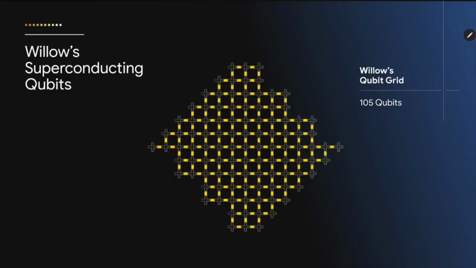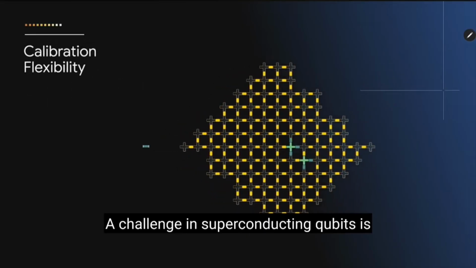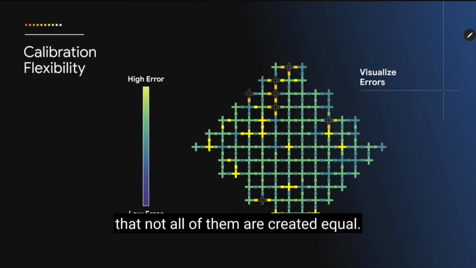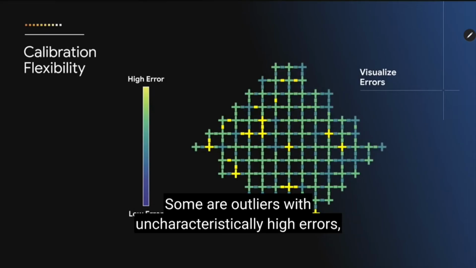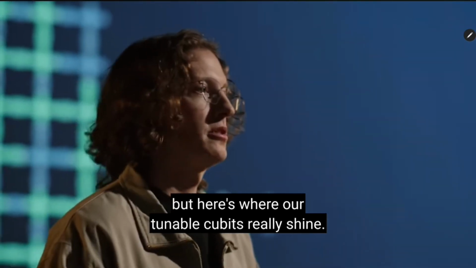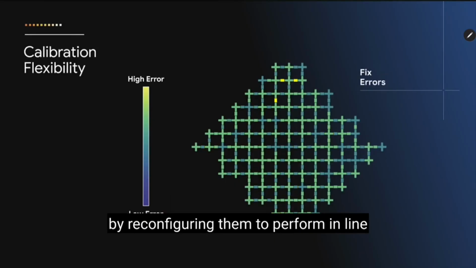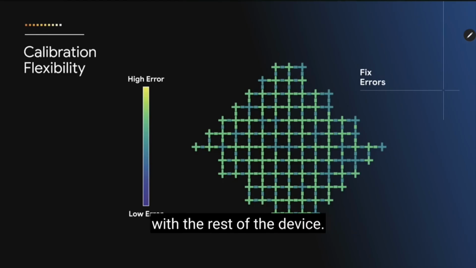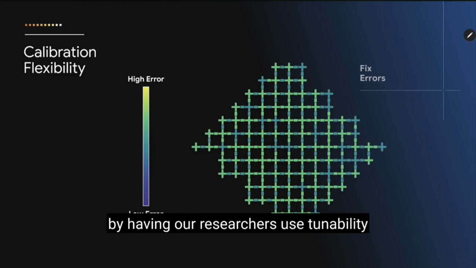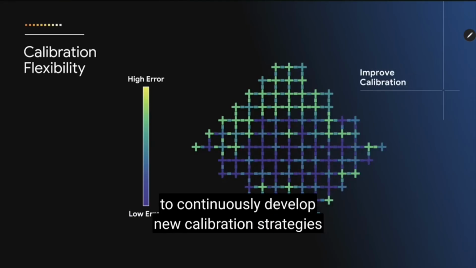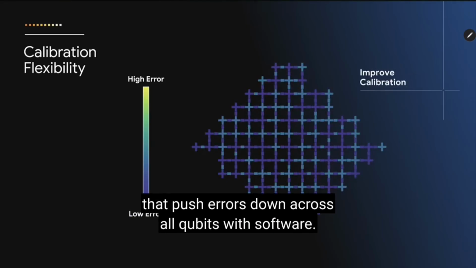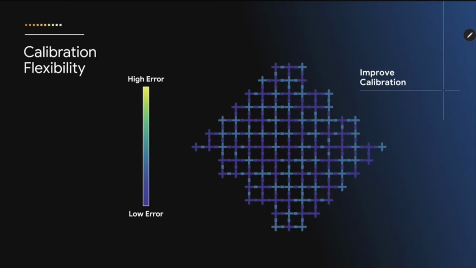Let me explain. A challenge in superconducting qubits is that not all of them are created equal. Some are outliers with uncharacteristically high errors. But here's where our tunable qubits really shine. We're able to fix these outlier qubits by reconfiguring them to perform in line with the rest of the device. And we can go one step further by having our researchers use tunability to continuously develop new calibration strategies that push errors down across all qubits with software.